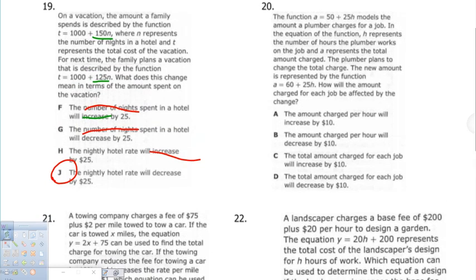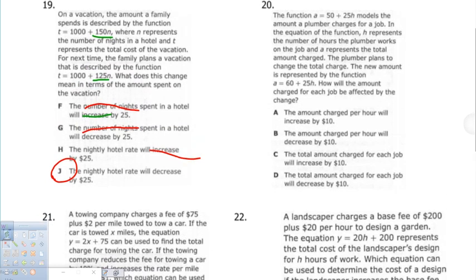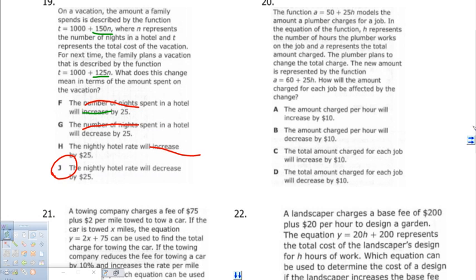Alright, number 20. The function A equals 50 plus 25h models the amount a plumber charges for a job. In the equation of the function, h represents the number of hours the plumber works on the job, and A represents the total amount charged. The plumber plans to change the total charge. The new amount is represented by the function A equals 60 plus 25h. So that's what changed right there, the 50 to the 60. How will the amount charged for each job be affected by the change?